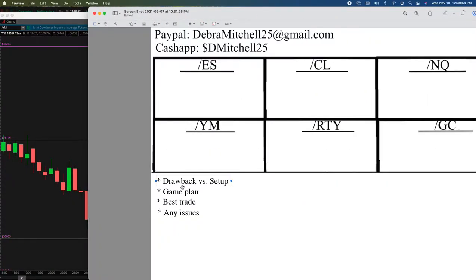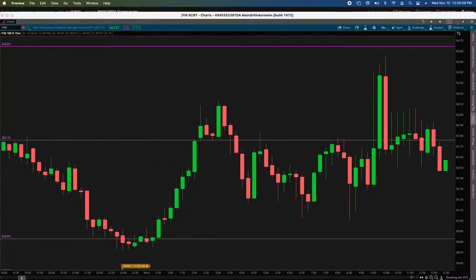We're going to go over just the drawback and setup right now. These are actual numbers that are out there. This is the number the market should be going to on YM right here. But there's a price right here that it missed.